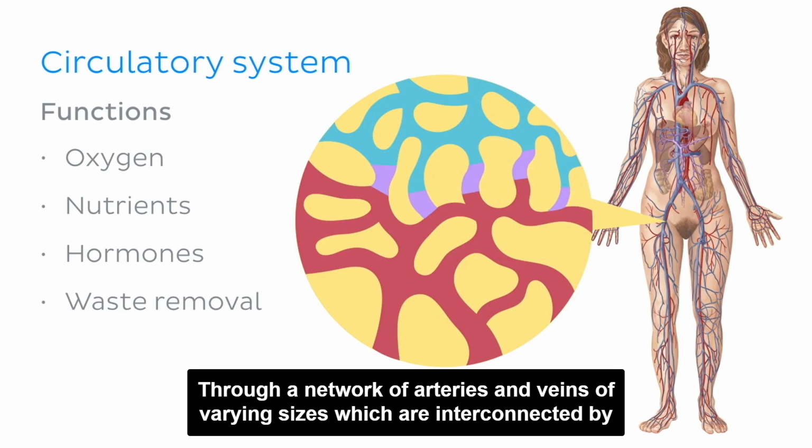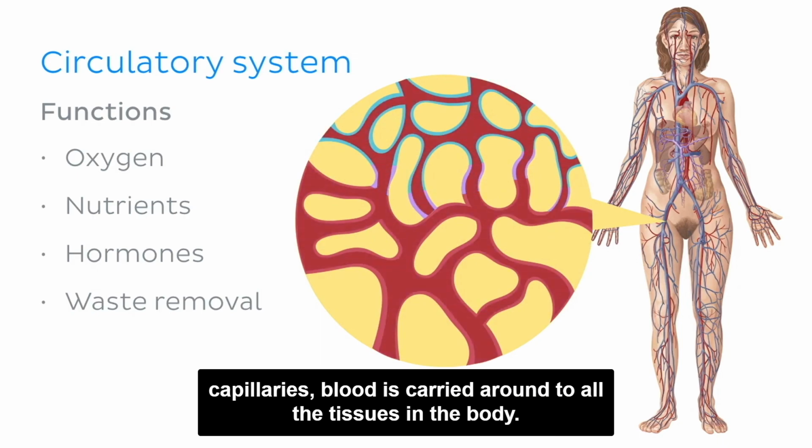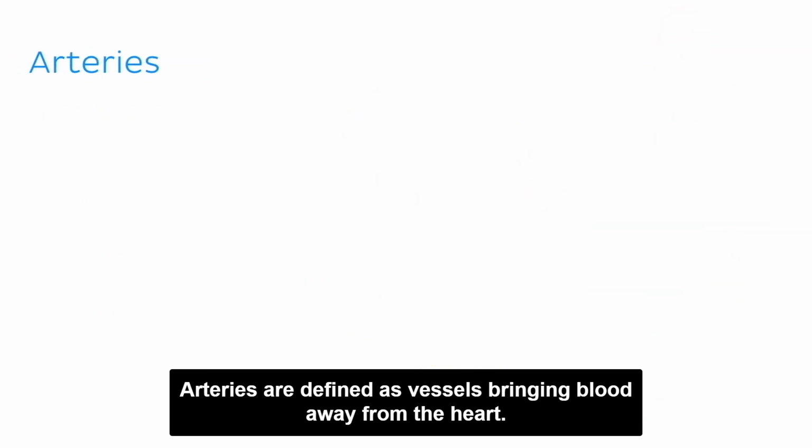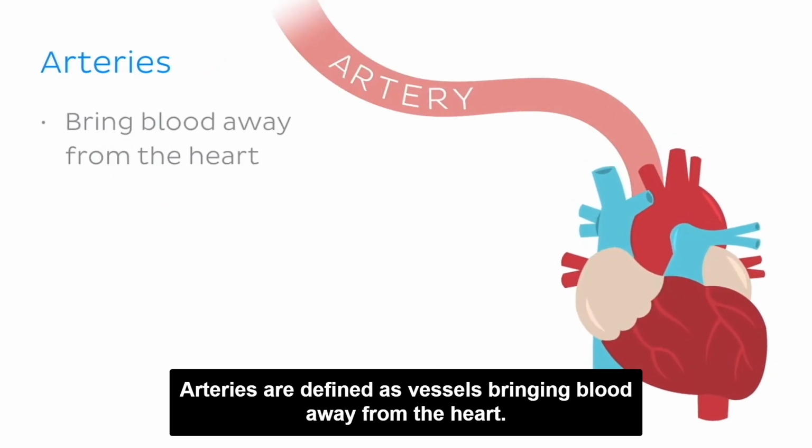Through a network of arteries and veins of varying sizes, which are interconnected by capillaries, blood is carried around to all the tissues in the body. Arteries are defined as vessels bringing blood away from the heart.